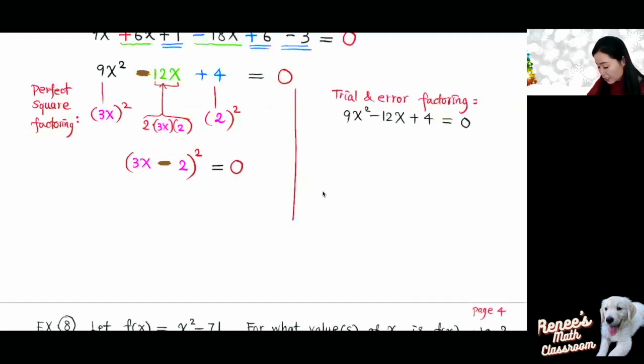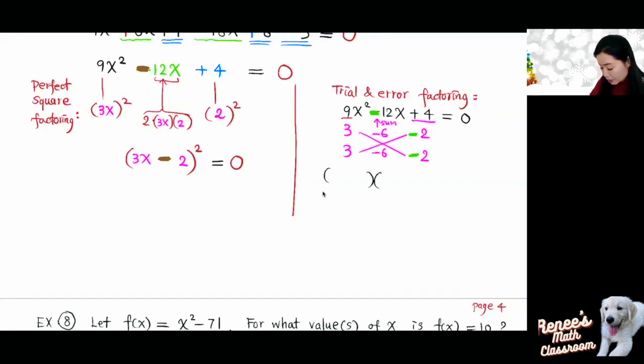For the 9 over here, I can try 3 times 3, and then for the 4 over here, I can try 2 times 2. However, because this is subtracting, the middle term is negative. So I make both of them negative because I want to sum up to the negative. Then you can see that if you cross multiply and add, you sum up to -6 over here and again -6 over here, making -12 in the middle. So that will also work.